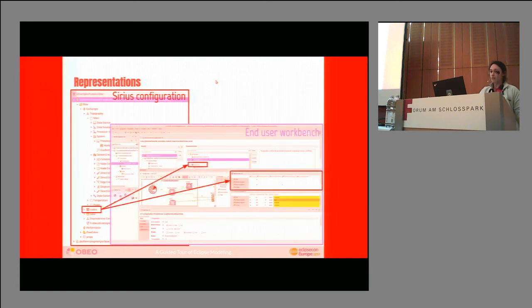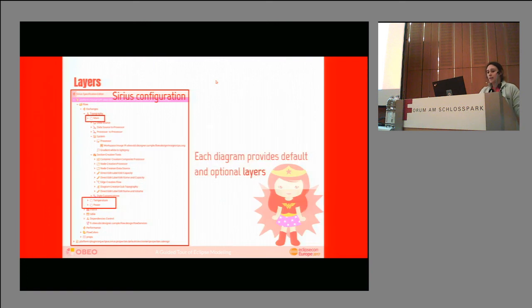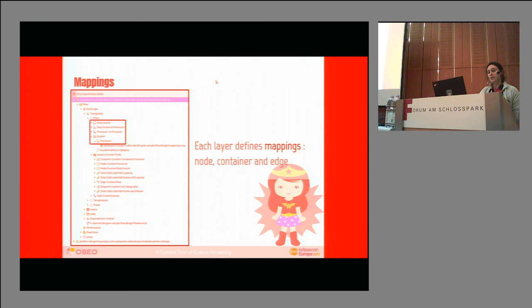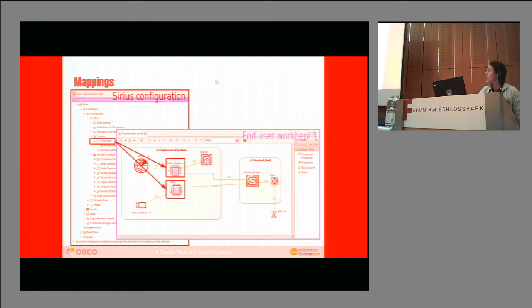So, as I showed in my demonstration, it is possible to provide diagrams, but also tables and matrices. And each diagram provides default and optional layers. These layers are activated from the diagram toolbar. And the layers can add graphical elements on diagrams, but also provide new tools in the palette. The main point of the Sirius configuration is to specify the mappings. Different kinds of mappings can be defined, like node, container, or edges. And if you go back to my example, the processors are defined thanks to a node mapping.